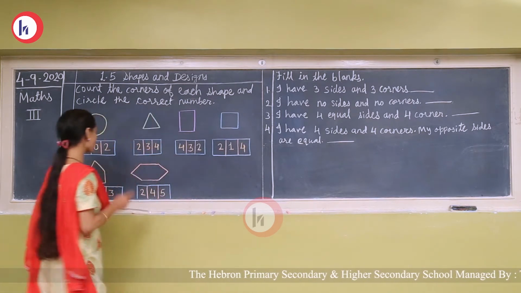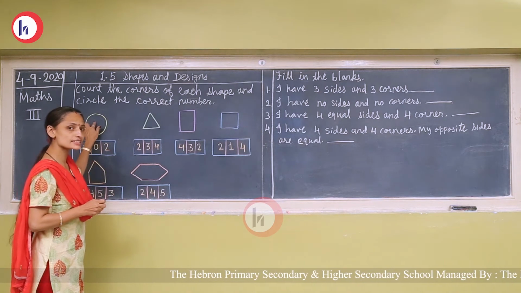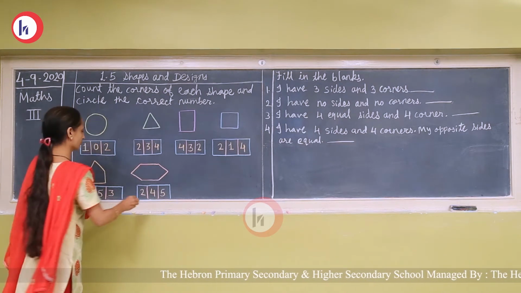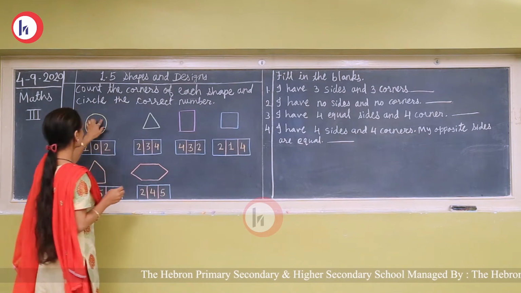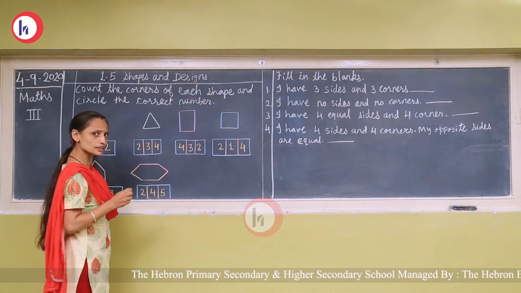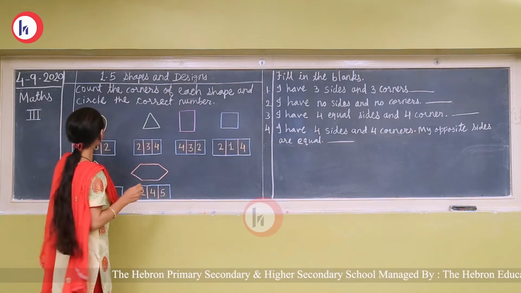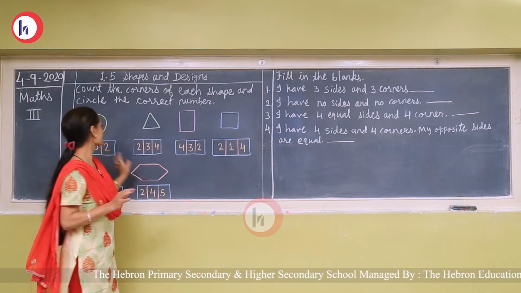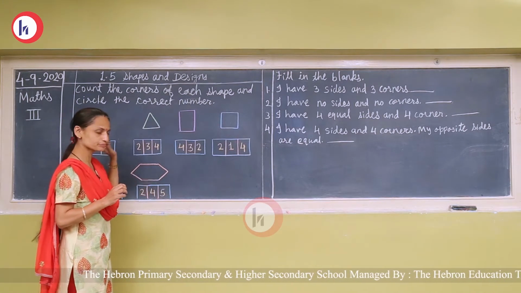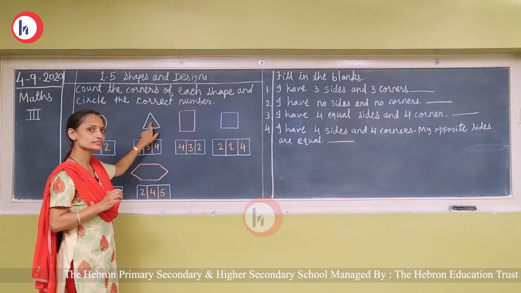Okay. Now first, which shape is this? Yes, this is a circle. Now we will see the corners. Is there any corner here? No, I have explained that. Circle has no corner and no sides because it is a curved shape. Okay. Now second, which shape is this?